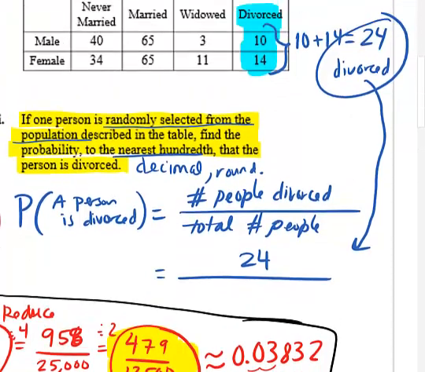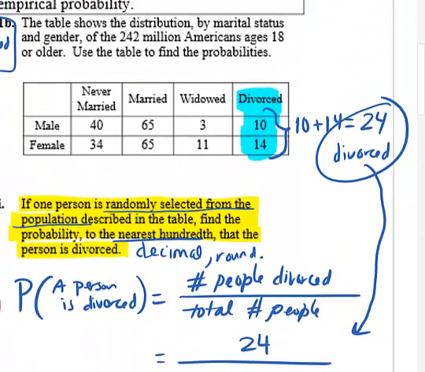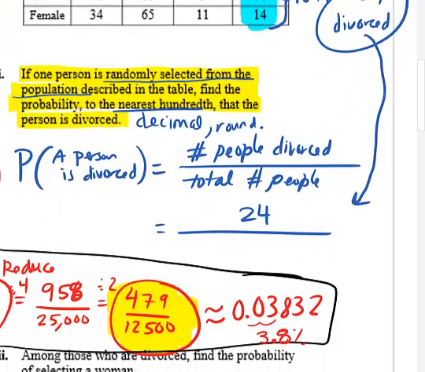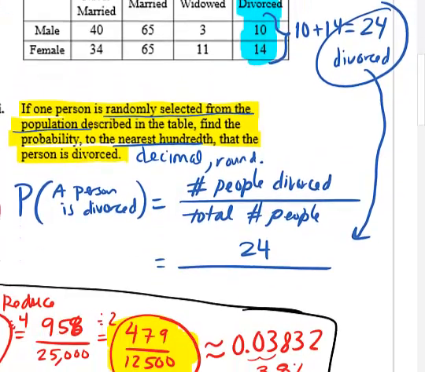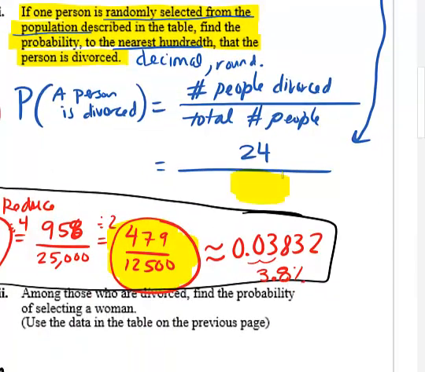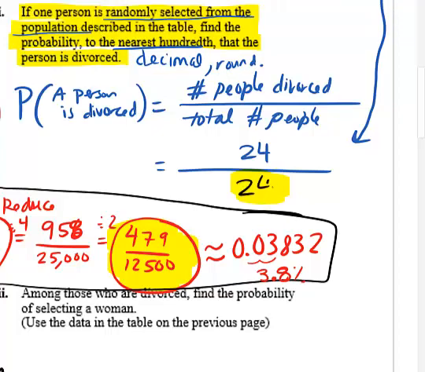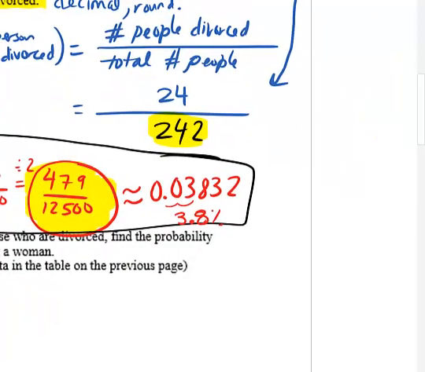And then the denominator is the total number of people. I could take all the numbers in the table and add them together, but they already said in the beginning there are 242 million Americans total that we're talking about. So I already know that if we add these numbers, we should get 242. So it should be 24 out of 242. And how does that reduce?